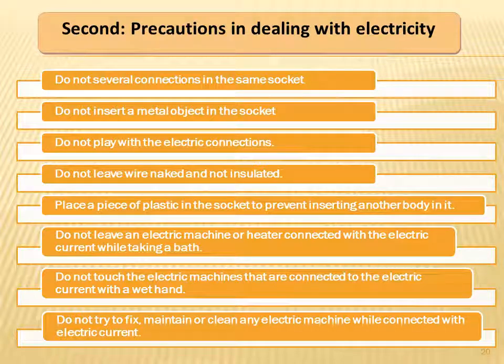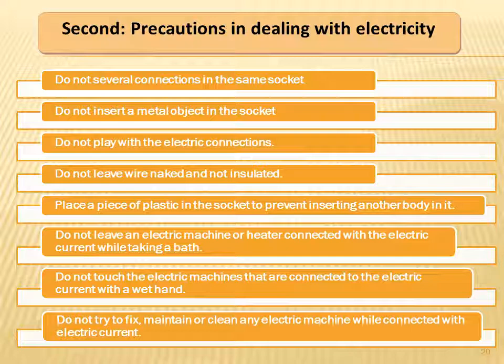Do not touch electric machines that are connected to the electric current with a wet hand. Here I have two points. Number one, do not touch electric machines that are connected to the electric current, because electricity produces heat and I may get burned. But with a wet hand, wet means has water, and water is a very good conductor of electricity. So if I touch any one of them while it's working with a wet hand, I might be shocked.